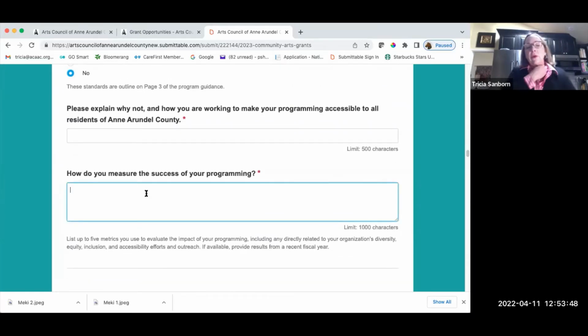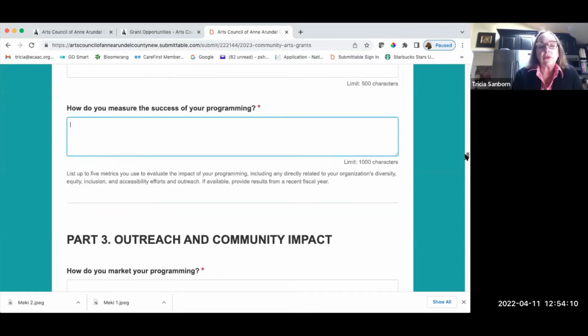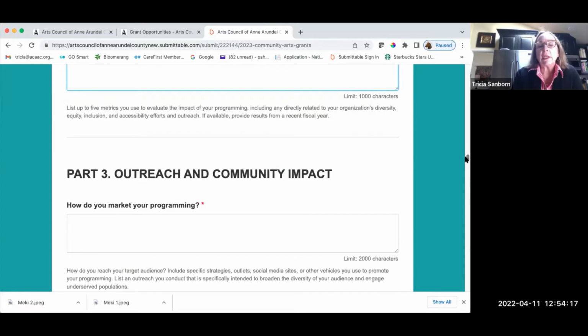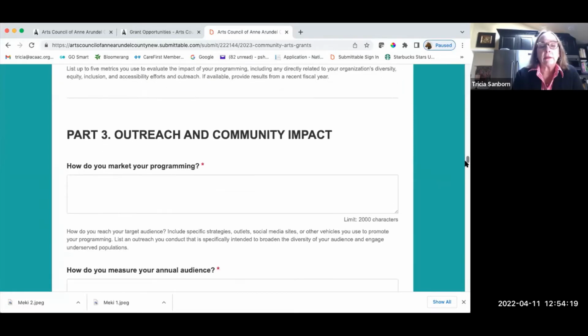Here we're looking for the impact and outcomes of your organization. List up to 5 clear metrics that you use to determine the success of your programming. We will ask for this in both the interim reports and the final reports and the measures of your metrics.